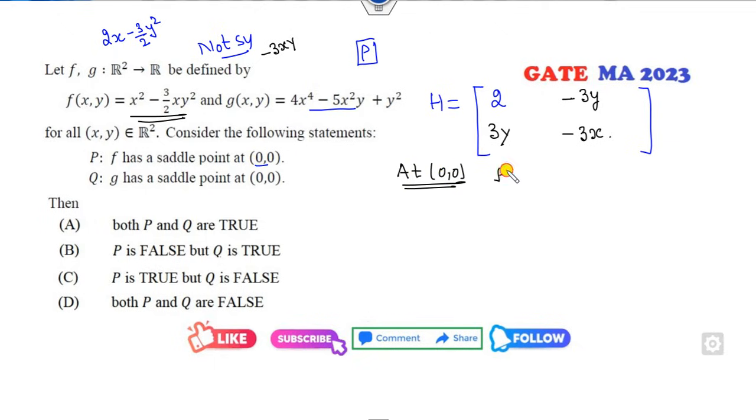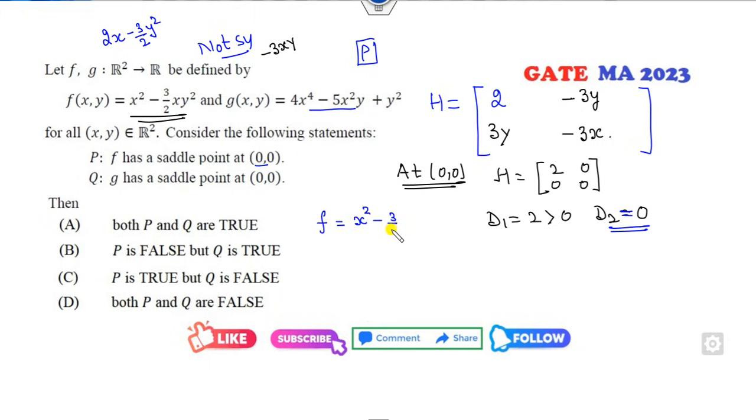What is my h? This is 2, 0, 0, 0. So what is that? d1 will be my 2, greater than 0. d2 will be my 0 minus 0, it's a 0. So what can you say? Whenever this is so, we can't say anything. Fine. But how can you say? It means it can never... can you say it's a maximum or minimum? So we can look at the function.